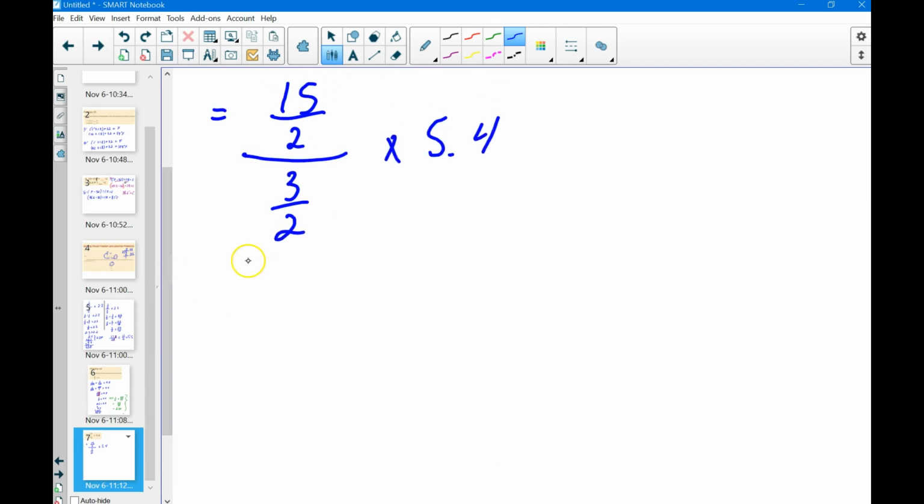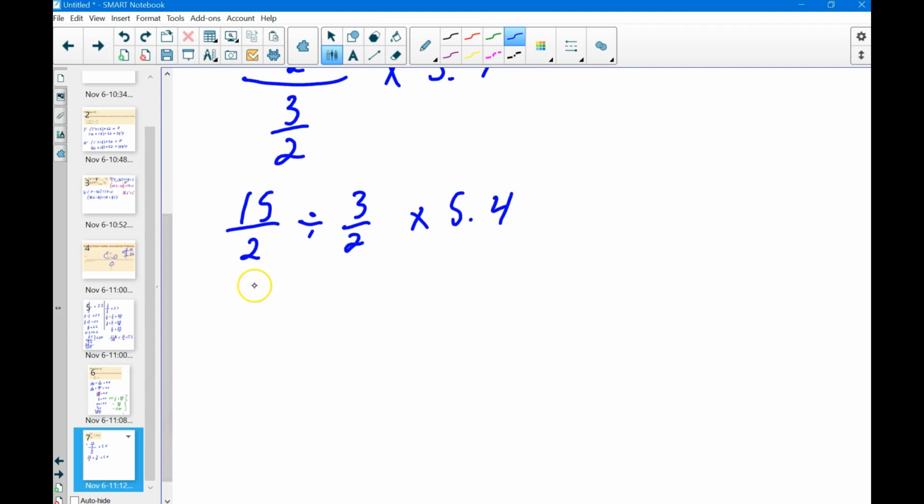I'm going to have 15 over 2 divided by 3 over 2 times 5.4. Taking 3 over 2 and turning it upside down, or in other words in math world it's called reciprocal. Remember that word? I hate that word. So long, I hate writing it out.